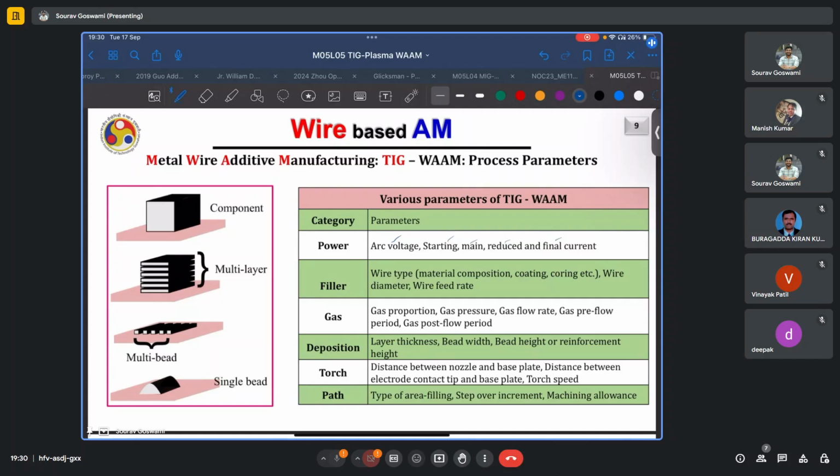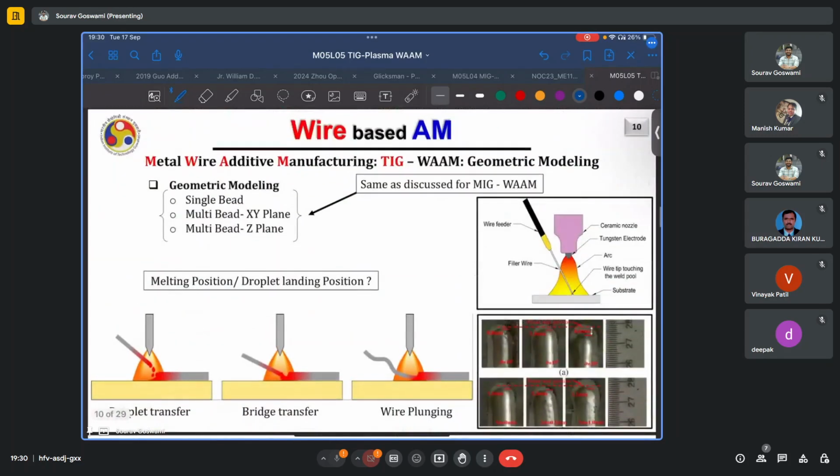The torch and path are also similar to MIG, typically accounting for, say, the area filling strategy, the step over increment, and machining allowance. The torch would have the standout distance or distance between nozzle and base plate, the distance between electrode contact tip and base plate, which will affect the arc characteristics, and the speed at which the torch is moving. In this case, the geometric modeling is very similar to MIG, and so the single bead, multi-bead in the XY plane, multi-bead in the Z plane expressions remain the same. There are no additional considerations for these cases.